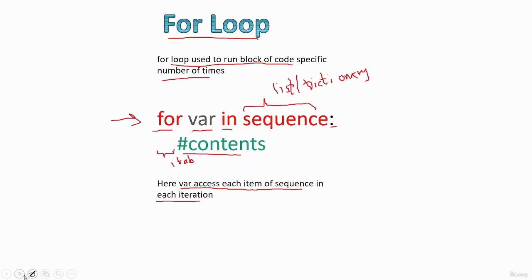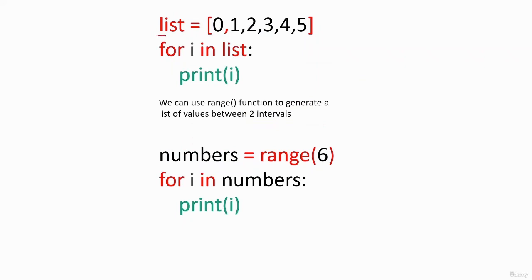Now let us see an example. Here I have created the list, then the values are 0, 1, 2, 3, 4, 5. I have created the for loop. In first iteration, i will equal to the first element of the list. So it will print the value of i. In this case, it is 0. In the second iteration, i will equal to the second element of the list.